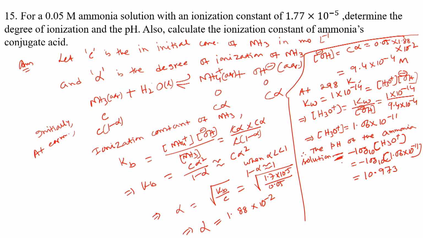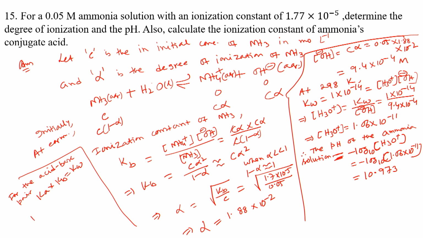The next part is also to calculate the ionization constant of ammonia's conjugate acid. Okay, so for the conjugate acid base pair, we write Ka. For the acid base pair, we know Ka times Kb gives Kw. We know the value of Kb, so we can calculate Ka. Ka is the ionization constant of the conjugate acid.